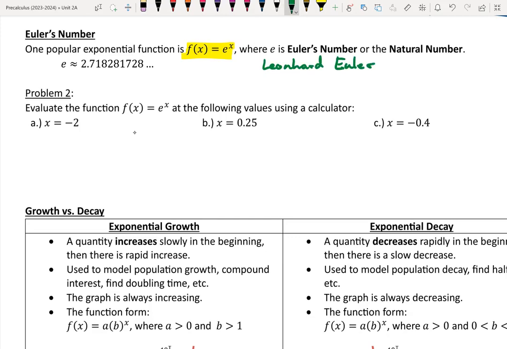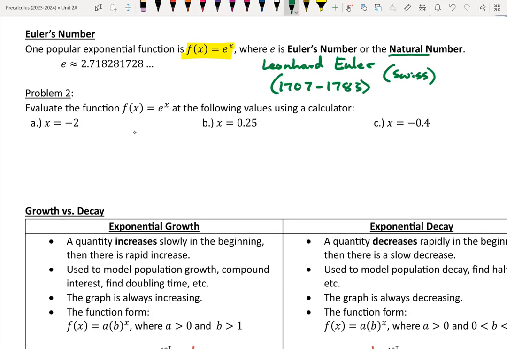And he lived from 1707 to 1783, and he was a Swiss mathematician famous for a lot of things in pre-calculus, calculus, engineering, science, lots of different things that he did. And this is just one thing that he is credited for, formalizing this natural number. Now, it's called a natural number because it actually occurs in nature. But again, we also call it Euler's number because he is the one credited with it.